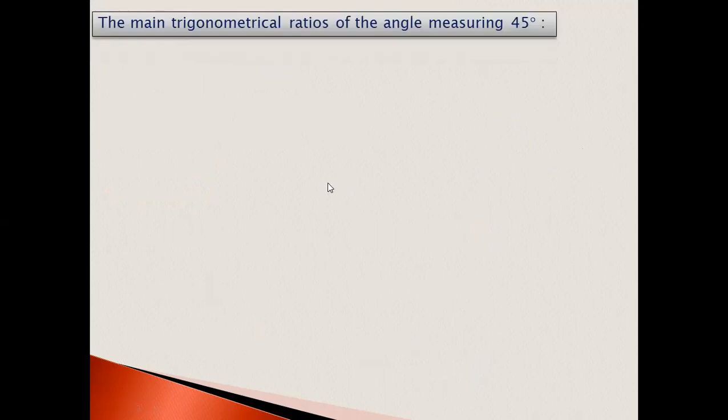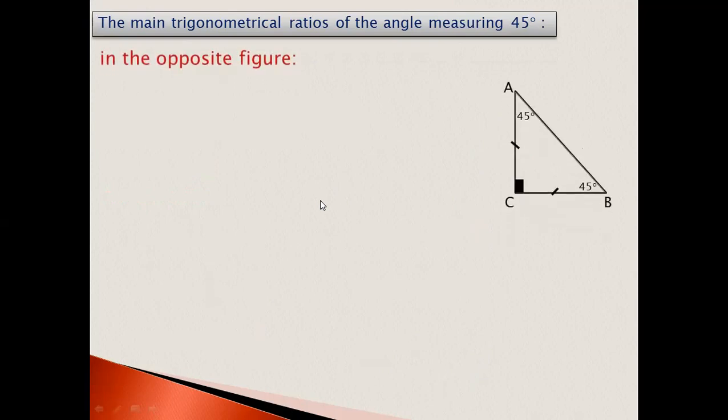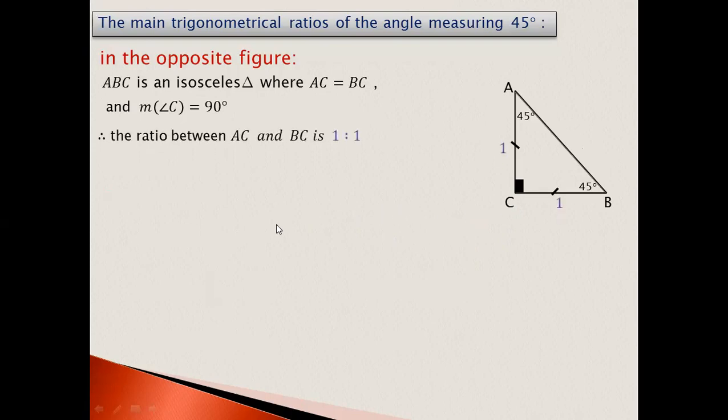The main trigonometrical ratios of the angle measuring 45. In the opposite figure, ABC is an isosceles triangle where AC equals BC, and measure of angle C equals 90°. So this is also a right-angled triangle at C.